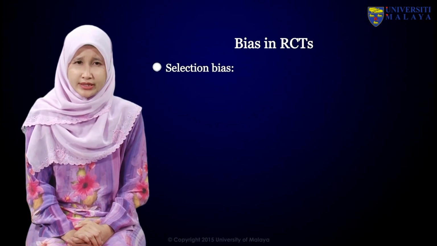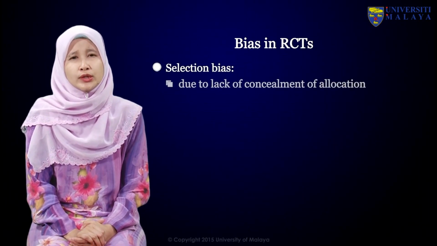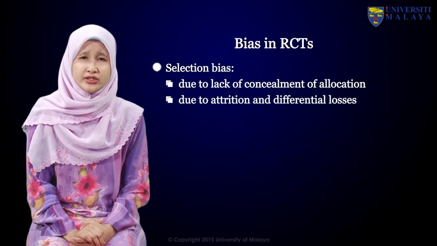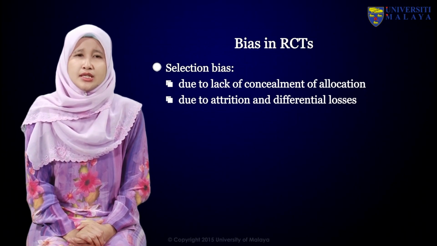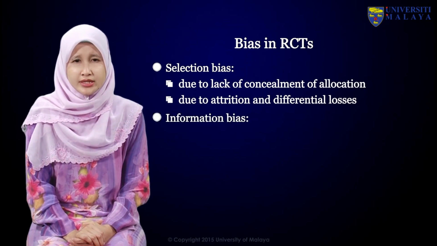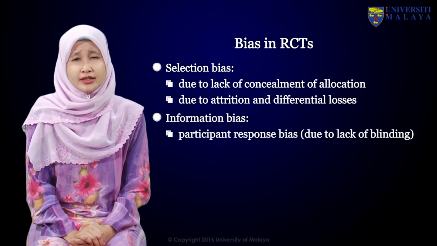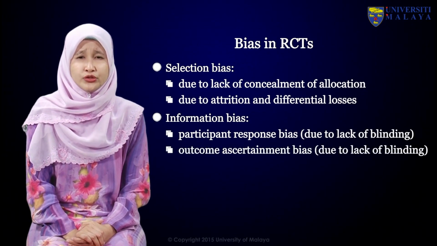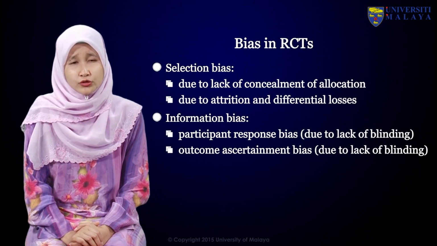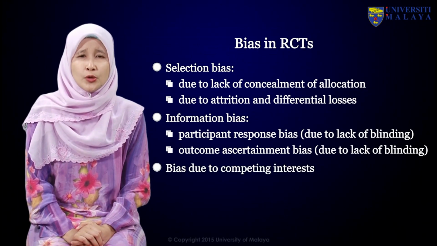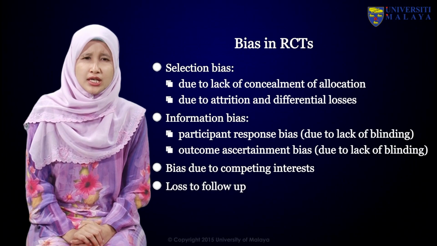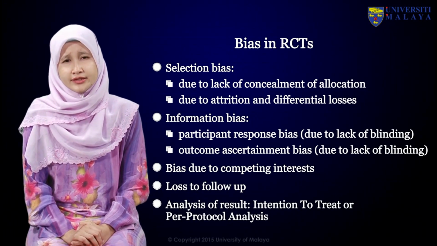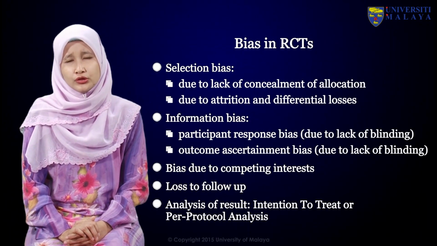There is also possibility of bias in RCT. One is selection bias. This can happen due to lack of concealment of allocation or due to attrition and differential losses. Information bias also can happen, where participant response bias is due to lack of blinding, or outcome ascertainment bias is due to, again, lack of blinding. There is also possibility of bias due to competing interests, loss to follow-up, or during the analysis of result, either the result was analysed according to intention to treat or per protocol analysis.